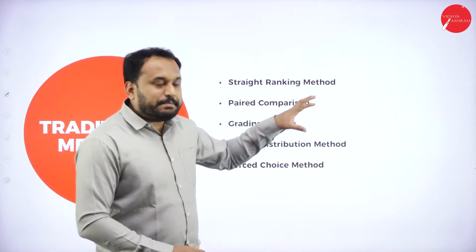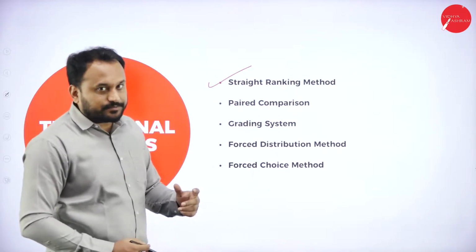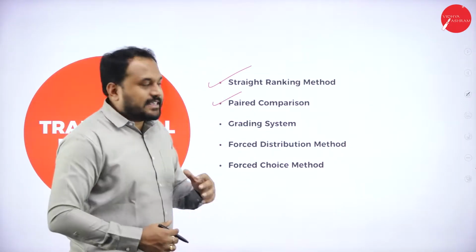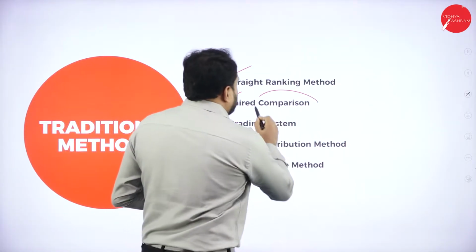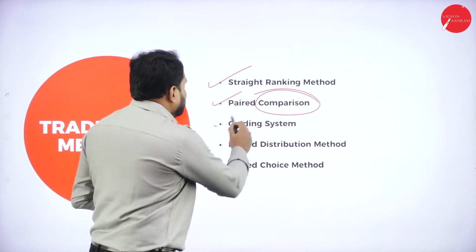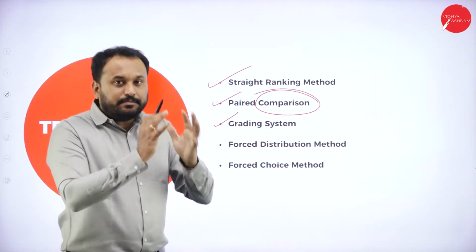Now we have the following methods here. First is the straight ranking method. Second is paired comparison, that is, comparison between the people. Then the grading system. I'm going to explain each and every topic in brief.